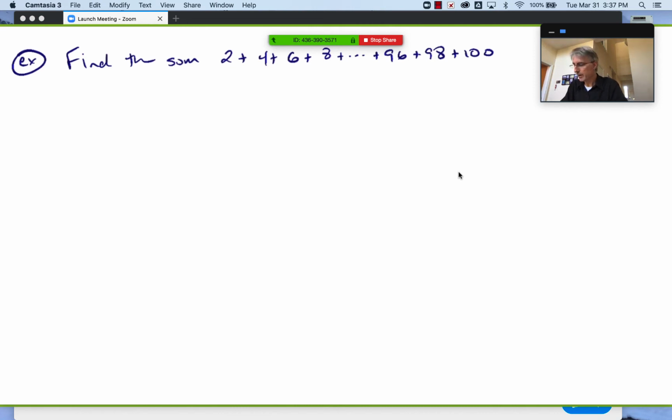So yesterday we talked about arithmetic sequences, a list of numbers that have a particular pattern. What we're doing today is talking about sums of terms in an arithmetic sequence. And so this will be the first example problem that we'll work together.